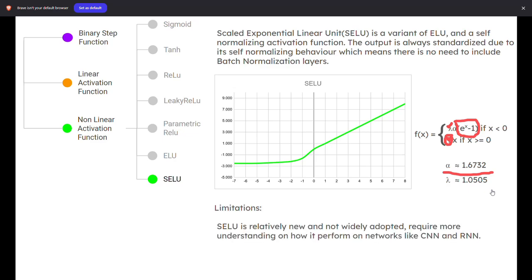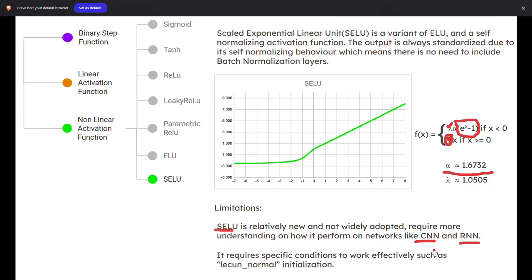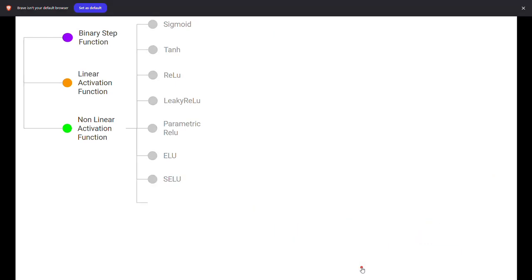So what are the limitations? It is relatively new, and it has not been tested properly on many CNN and RNN networks. We need to see how it performs in CNN and RNN networks. And it requires LeCun normal initialization. Let's go to the next one.